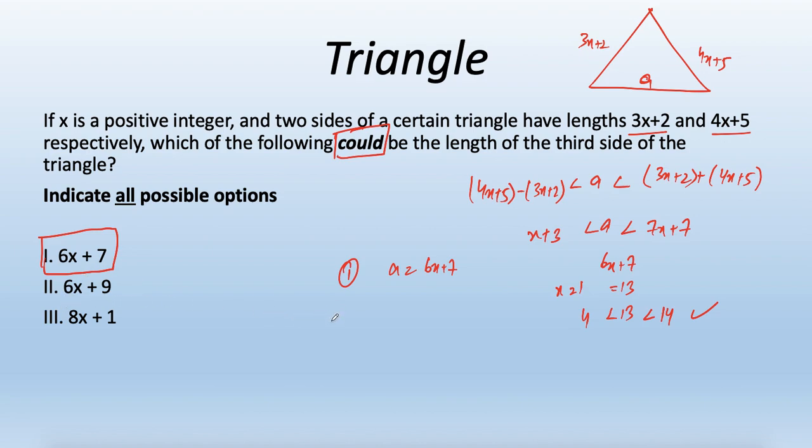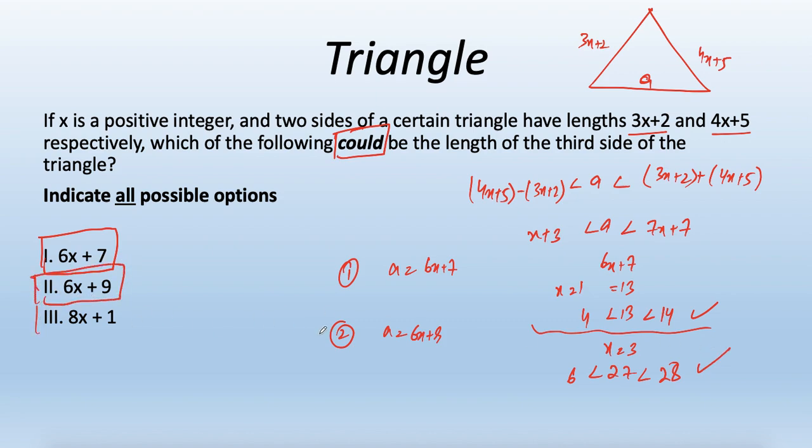Now let's see the other option, which is A is equal to 6x plus 9. In that scenario, let's come up with some value of x so that the condition is satisfied. For example, if I substitute x is equal to 1 or 2, the condition is not satisfied. But if I substitute x is equal to 3, then this is 18 plus 9, which is 27, greater than 3 plus 3, 6, and less than 21 plus 7, which is 28. So this condition is satisfied. That's why this is possible.